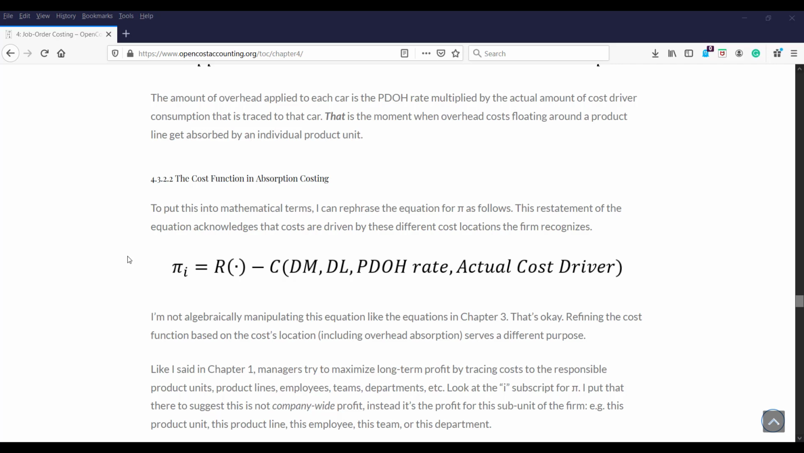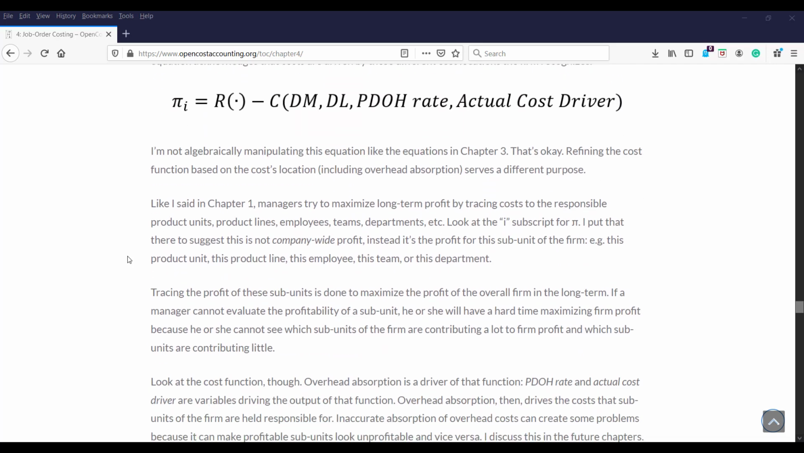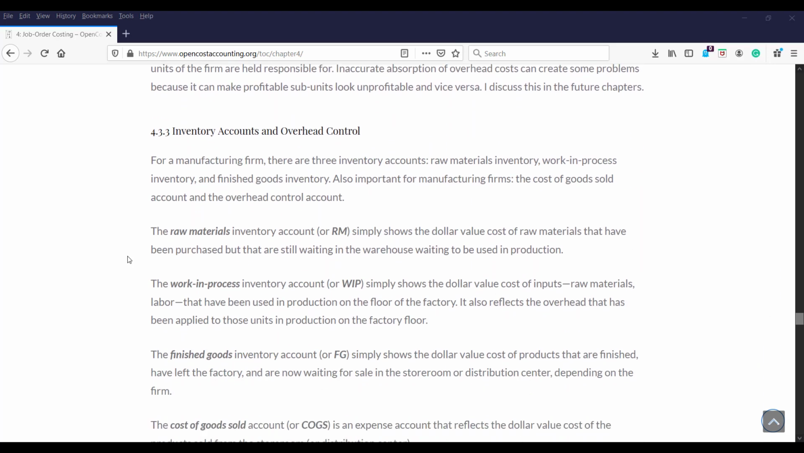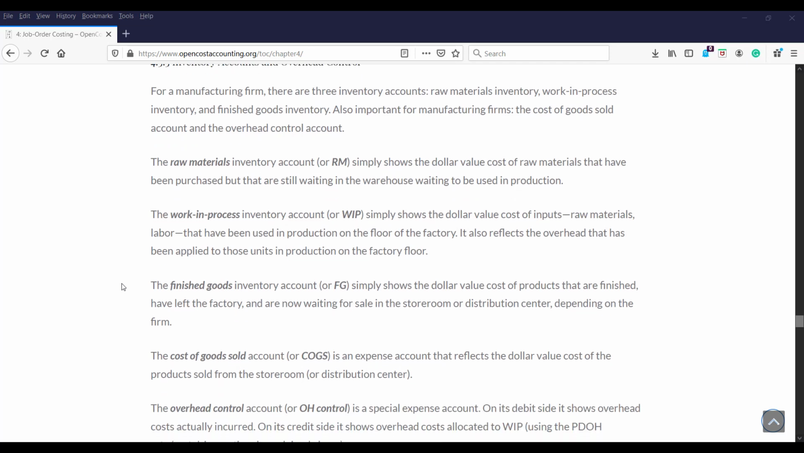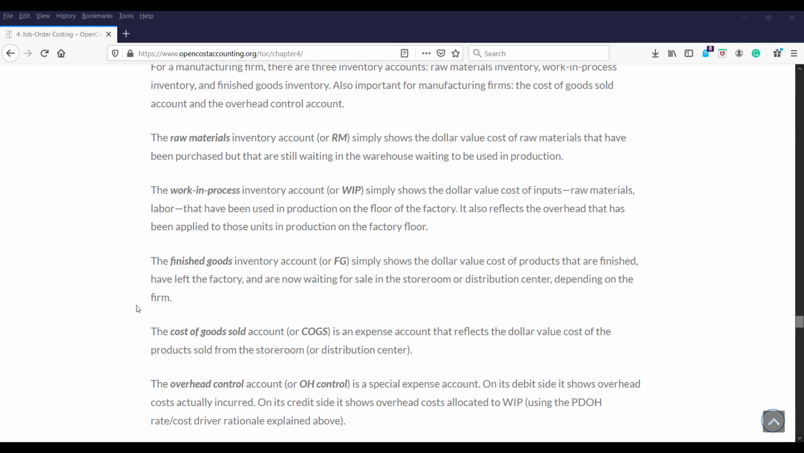As we continue down the chapter, we're going to talk about the journal entries and inventory accounts that we're going to use in the actual general ledger to implement a job order costing system, how we would exactly absorb costs into the individual product units. So first of all, we go over 3 different inventory accounts and 2 expense accounts. And then we'll talk about how they work together.